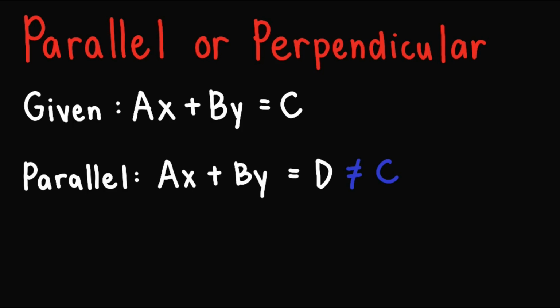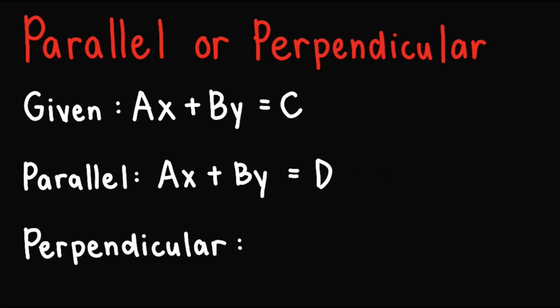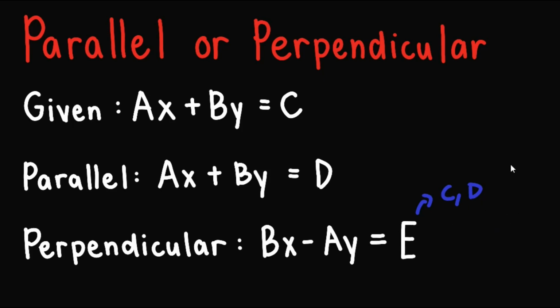Moreover, a line perpendicular to this is of the form bx minus ay equals e, wherein e can take any value, so it can be c, d, or whatever that is.